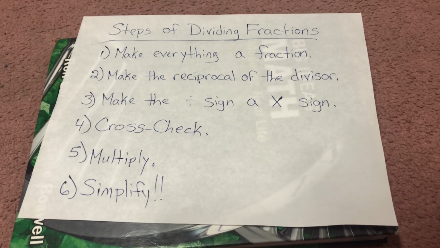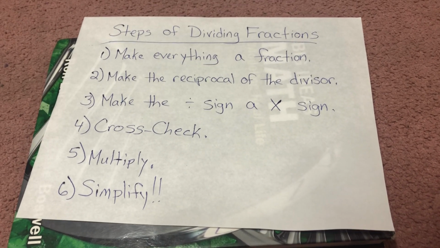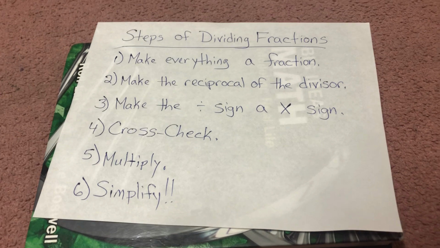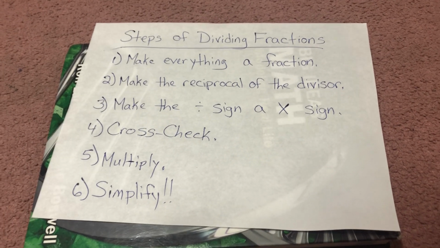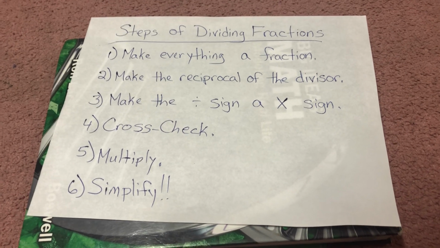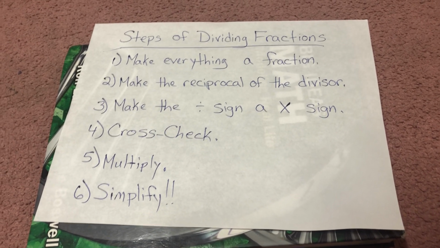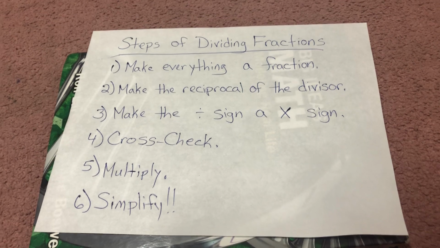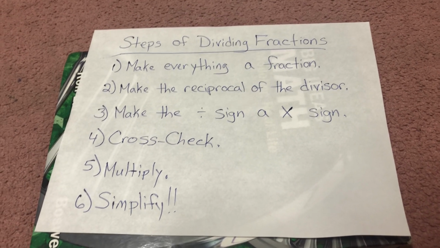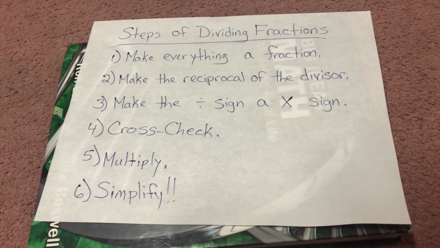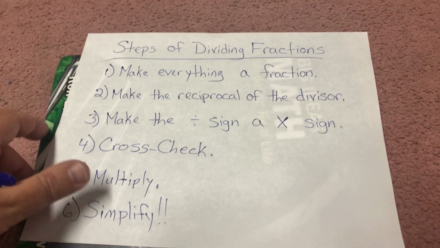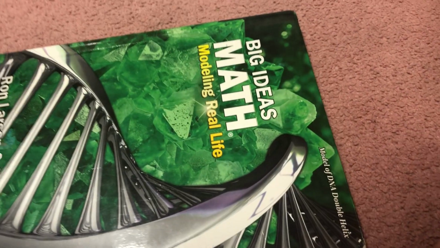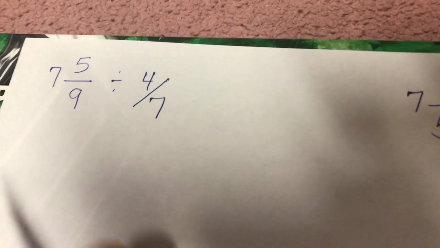Steps of dividing fractions. Step 1, make everything a fraction. Step 2, make the reciprocal of the divisor. Step 3, make the division sign a multiplication sign. Step 4, cross-check. Step 5, multiply. Step 6, simplify. So those are our steps. We're going to become more and more familiar with those, but you should be feeling pretty good about those. So put that to the side, and let's start looking at our example problem.